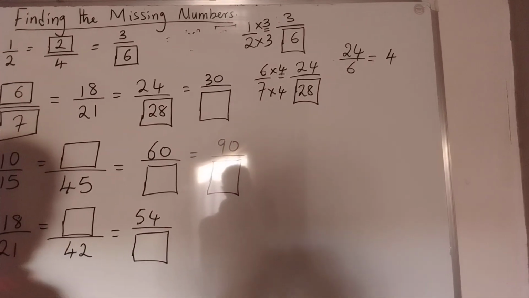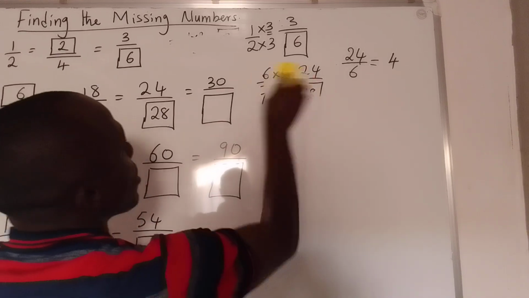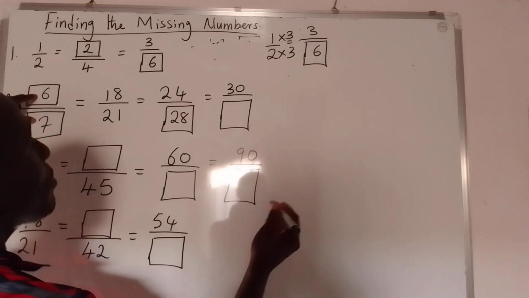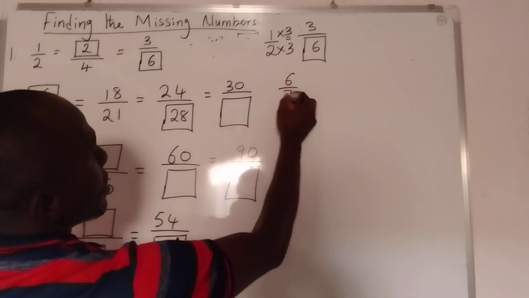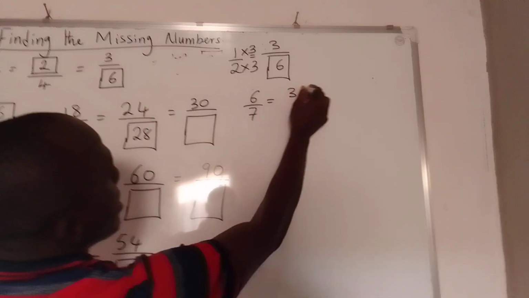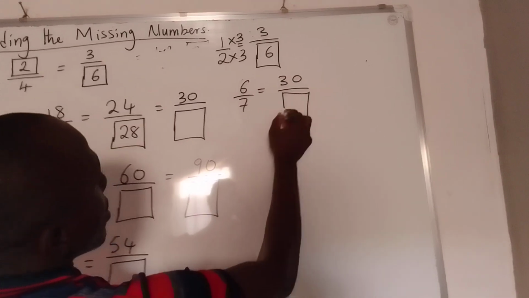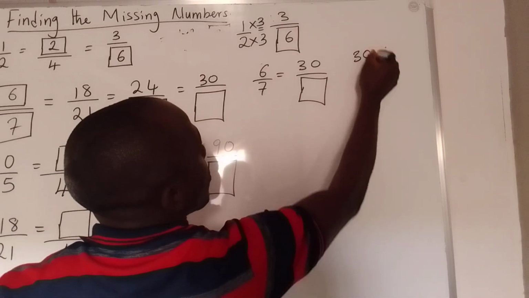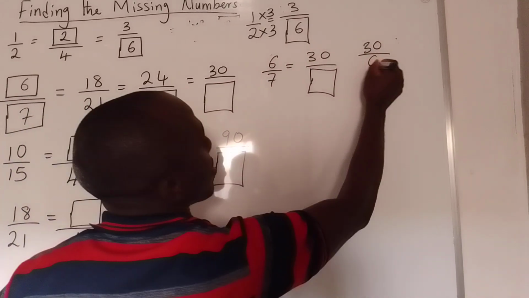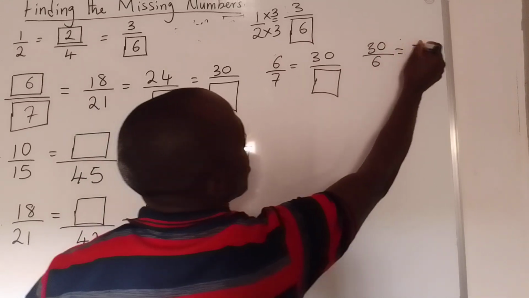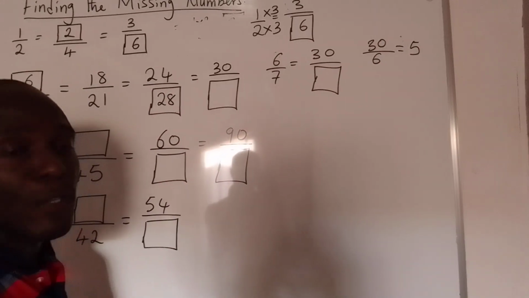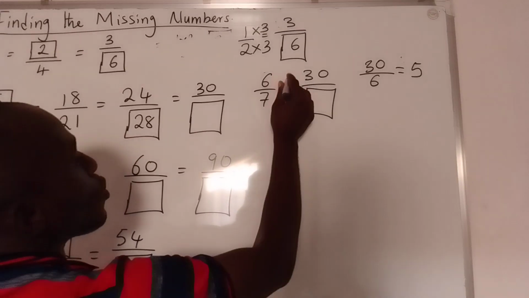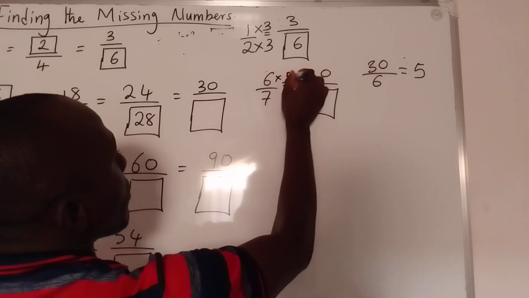Likewise for 30, we pick the same root fraction, that is 6 over 7 equals 30 over box. So pick the big number, which is 30, divided by 6. 30 divided by 6 will give us 5. My answer 5 is what I'm going to use to multiply both the numerator and the denominator. So here, we multiply by 5.